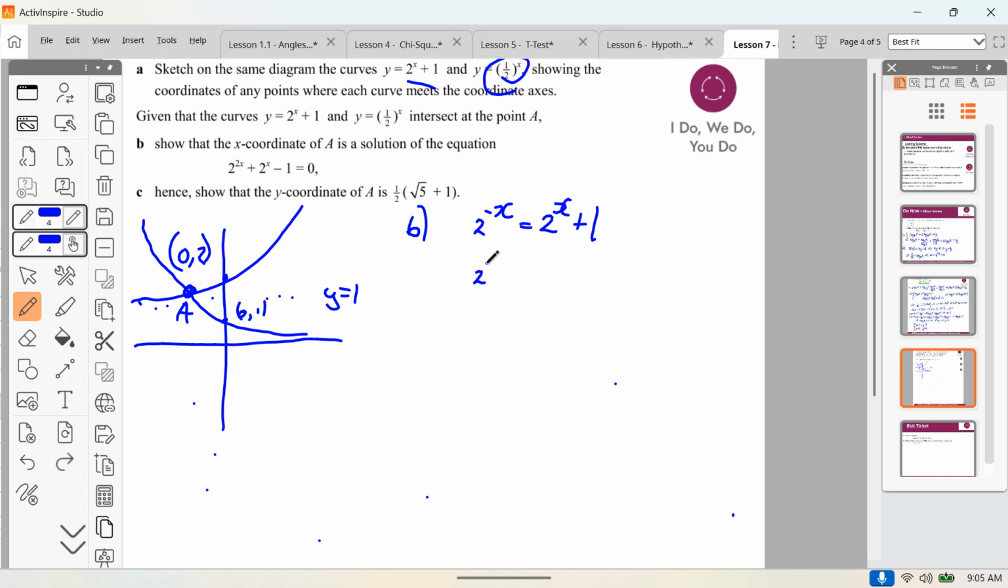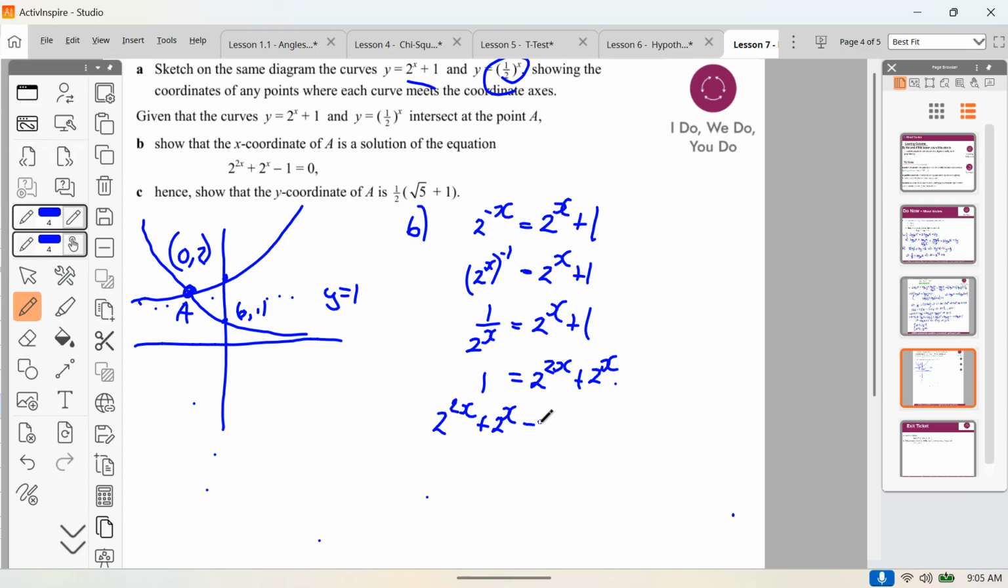So this is 2 to the x to the minus 1, which means 1 over 2 to the x. So multiplying through, we get 2 to the 2x plus 2 to the x. And then we can just rearrange it all to 2 to the 2x plus 2 to the x minus 1 equals 0. And that shows that that is a solution to the equation for point A.